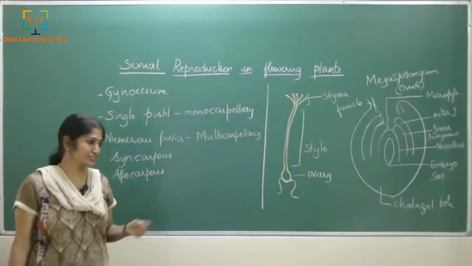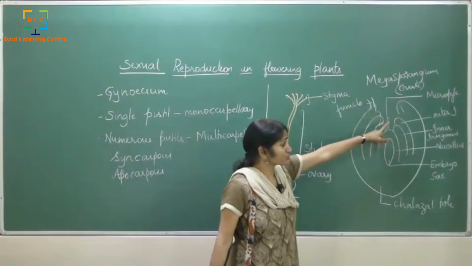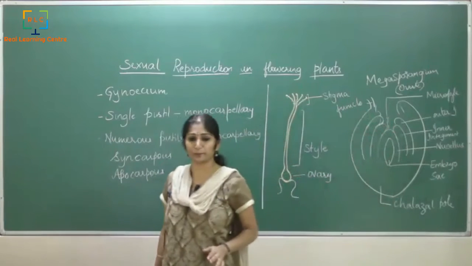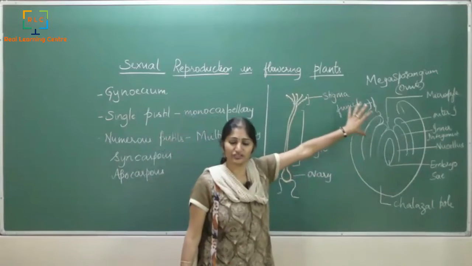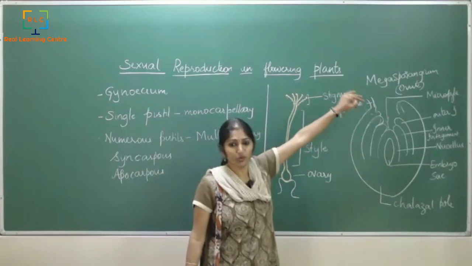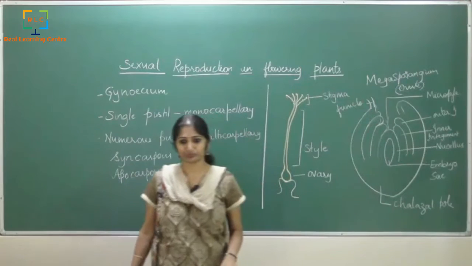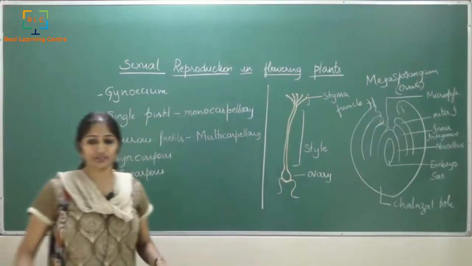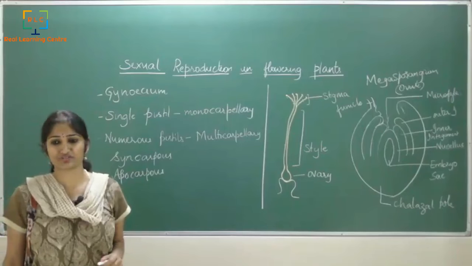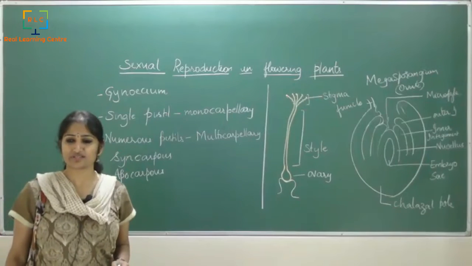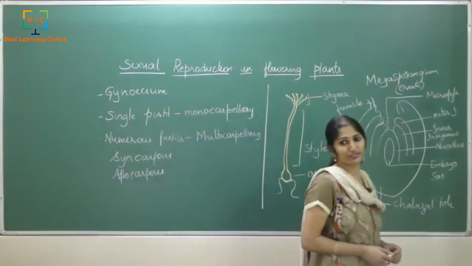Since the pollen enters here, the name of this pore becomes micropyle. This micropyle is the region through which the pollen grain enters and fertilizes the ovule. After the integuments, we have the nucellus. The nucellus is one of the most important parts of the seed.